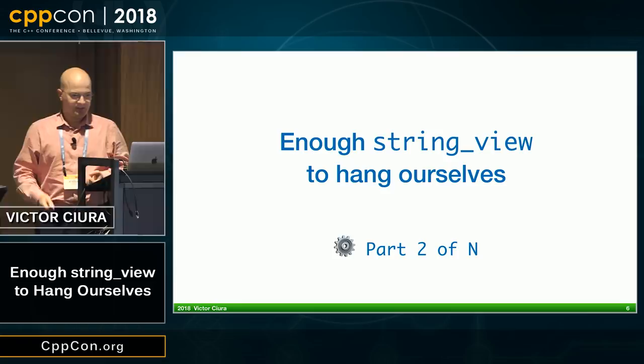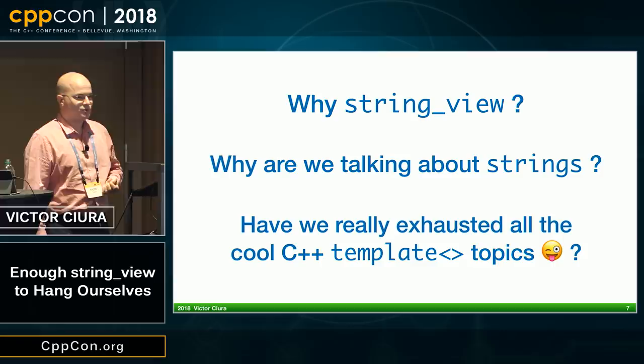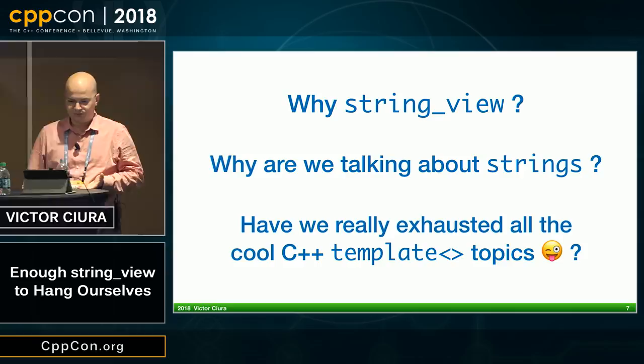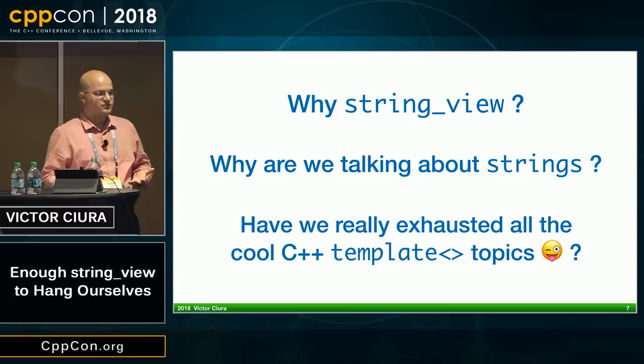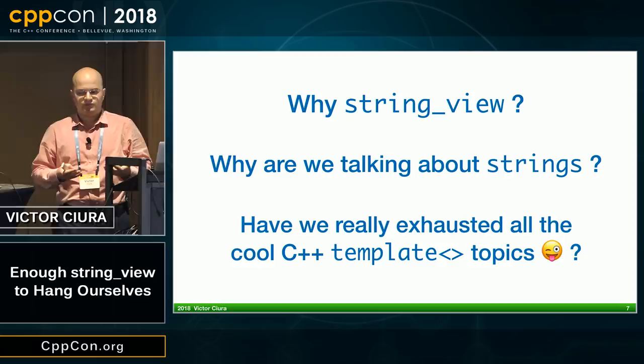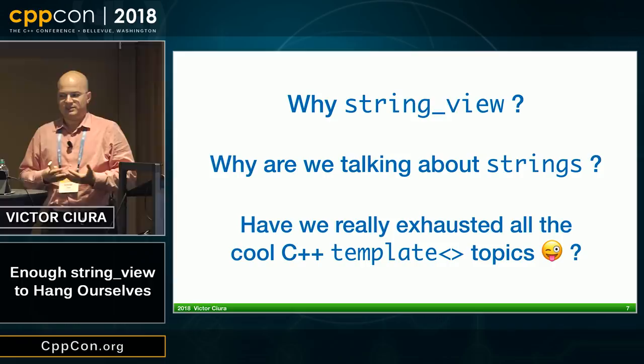So why are we talking about string view? Why are we talking about strings? Have we really exhausted all the cool template talks and topics? Well, we kind of have to, because it would be nice if we could have a single unified standard type to talk and use strings throughout our application. Well, you might say we have standard string for that, but unless you're programming like Windows, like a service or some kind of utility application without a graphical user interface or a very deep interaction with system APIs, then you really cannot use standard string throughout your application.